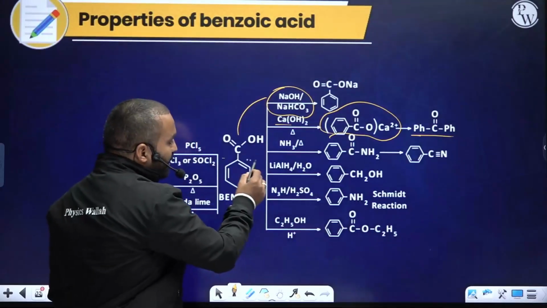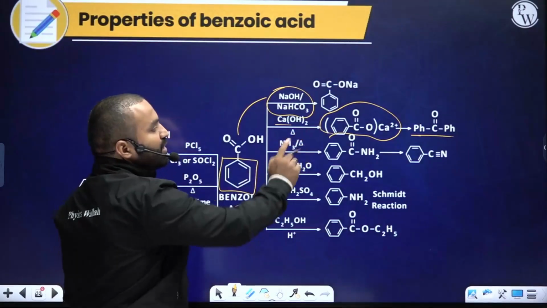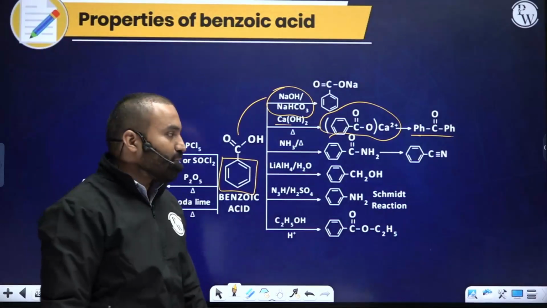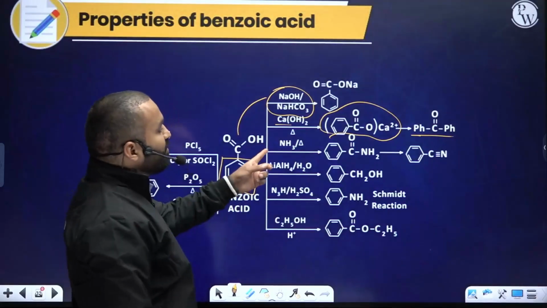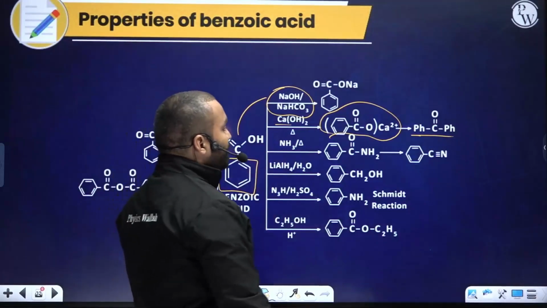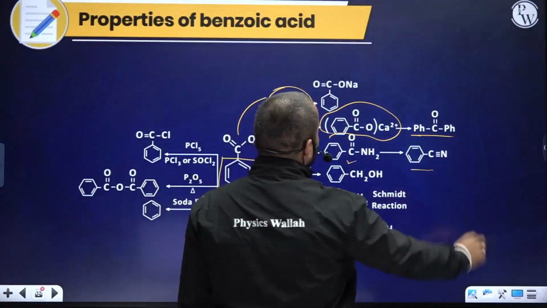You will obtain ketone as the product depending upon what the starting material was. Starting material here had Ph as the R group, so that Ph comes across the carbon double bond oxygen. Treatment with ammonia, we have learned that we can first obtain amide, then we can obtain nitrile.